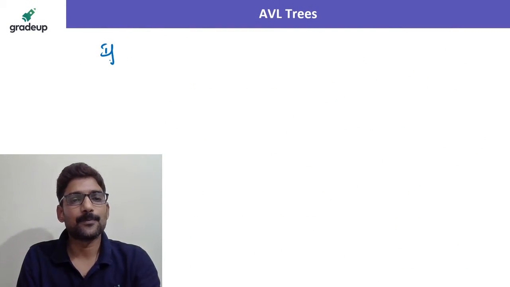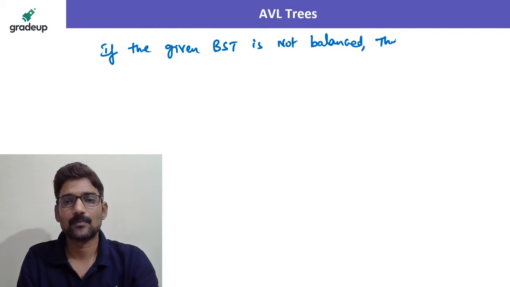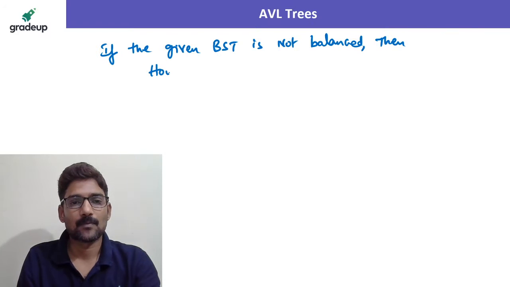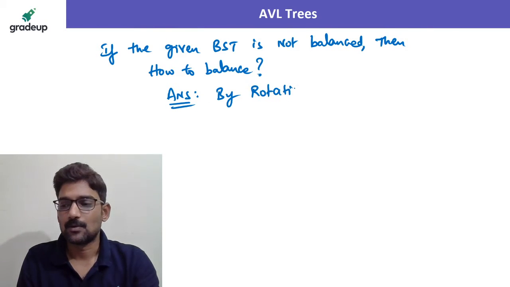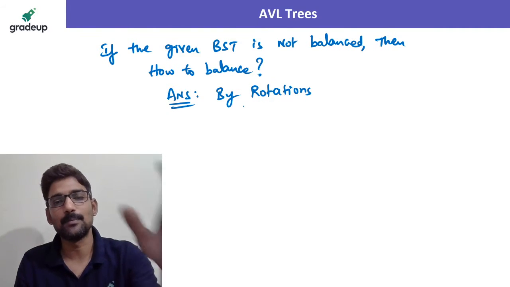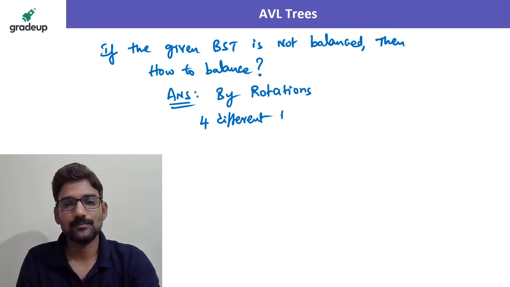Now, if the given BST is not balanced, what to do? Then how to balance? The answer is by rotations. By rotations we can convert an unbalanced binary search tree to a balanced binary search tree. What are the different rotations? 4 different rotations can be performed to balance. What are they?